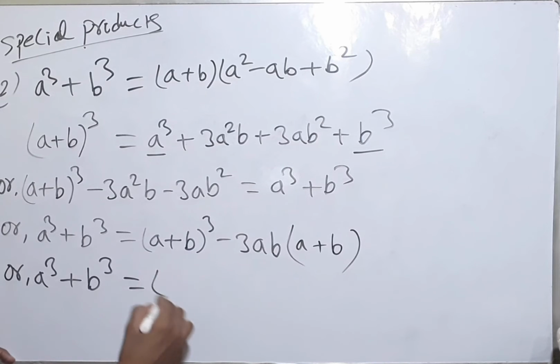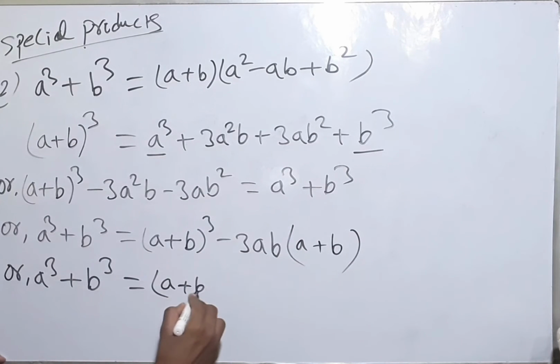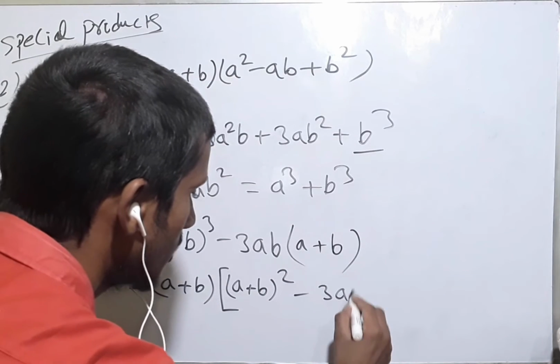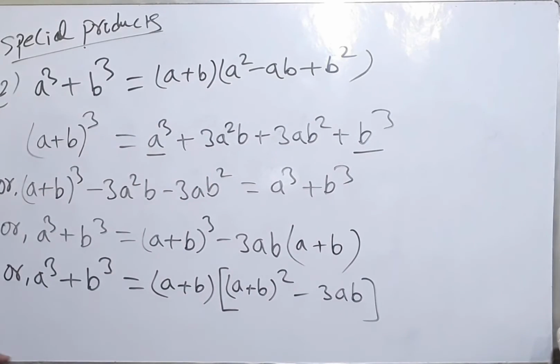now take the common there in this whole. The common here is a plus b. So you will be left with a plus b to the whole squared minus 3ab. This is what you are going to have.